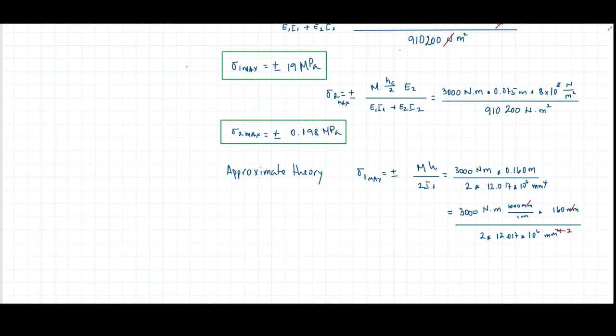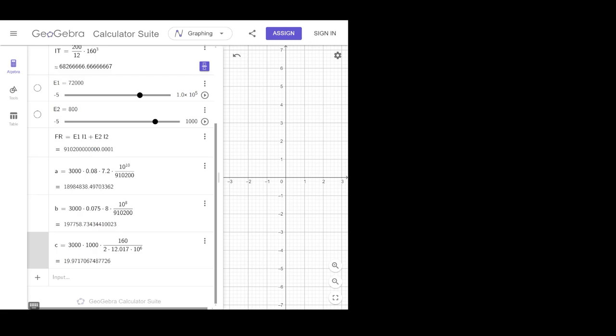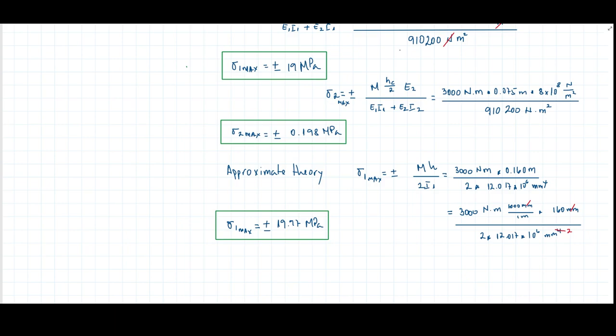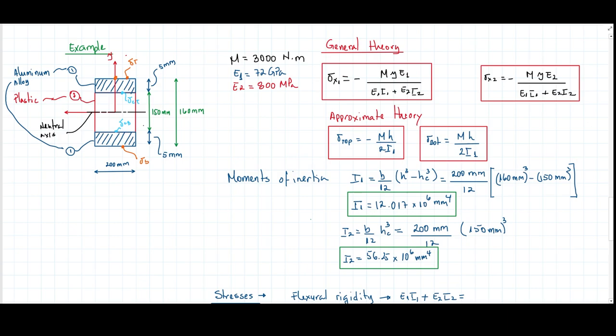So let's go back to this. Sigma 1 max using the approximate theory is plus minus 19.97 megapascals, a little bit larger than the one that is given using the general theory. So how much different? A little bit, because if we go back to GeoGebra, this is the value for sigma 1 max, 18.98 megapascals. Compared to this, it's about 1 megapascal of difference. So not much. It's a bit higher, but it's not that exaggerated. And this is the end of this lecture.